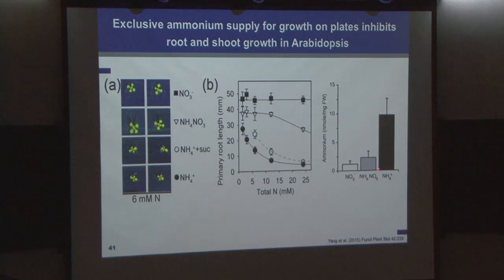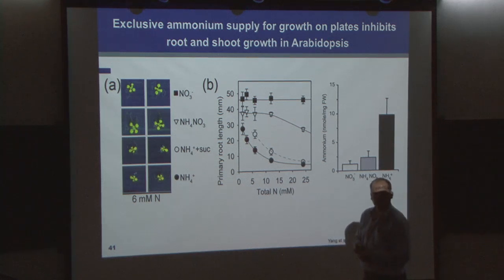And we measured that these plants took up a lot of ammonium. Ammonium concentration in these plants was pretty high. So apparently the ammonium at some concentration was toxic, and we thought, well, this is here a half maximal effect at around 6 millimolar or around 3 millimolar.